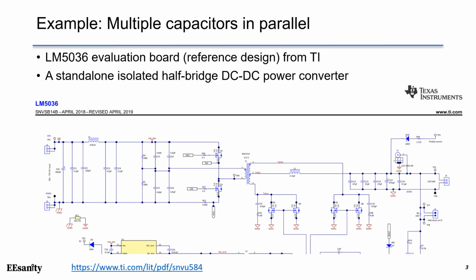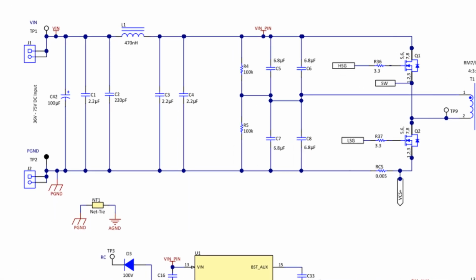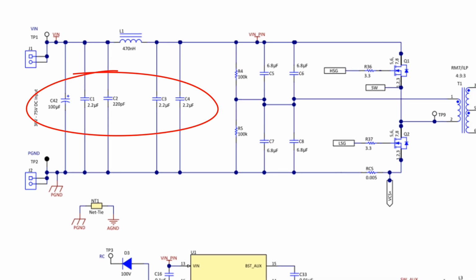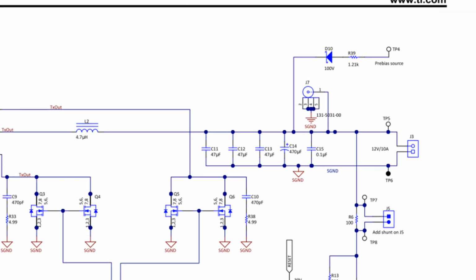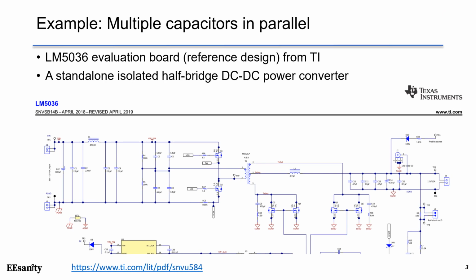This is an example from the LM5036 evaluation board by Texas Instruments. It is a standalone half-bridge DC-to-DC power converter that can provide the isolated output voltage achieved by the transformer. If we look at the input terminals, we can see there are multiple capacitors in parallel. On the other hand, if we look at the output terminal, there are also different capacitors in parallel. Now I will give you the explanation.